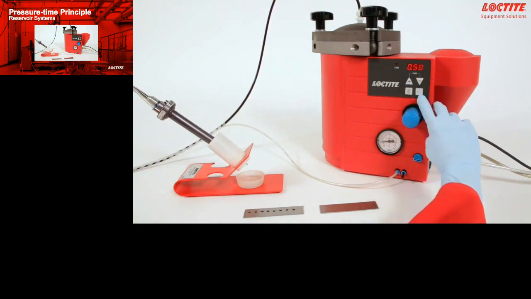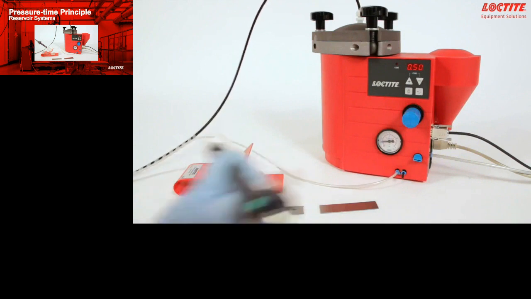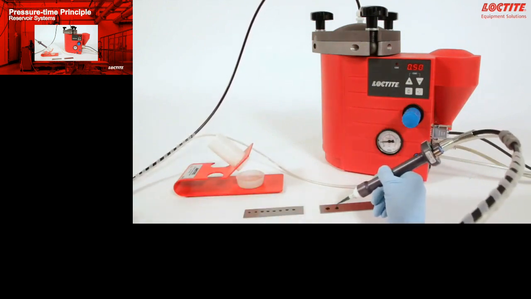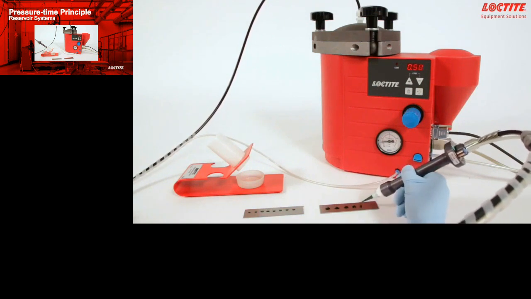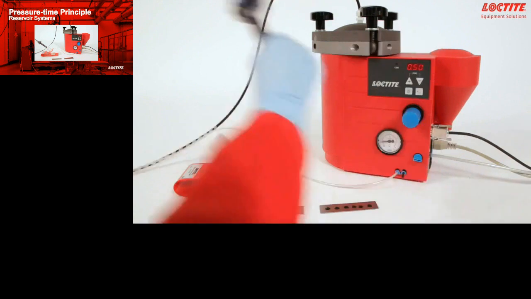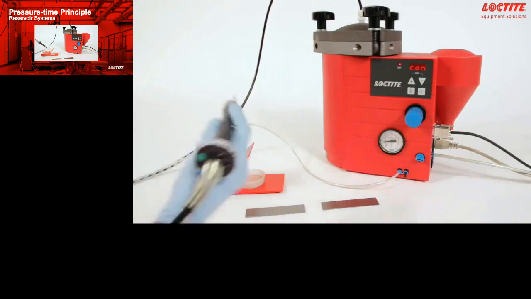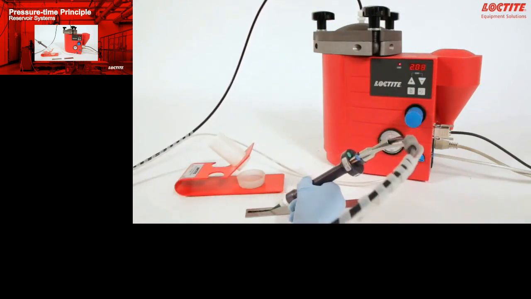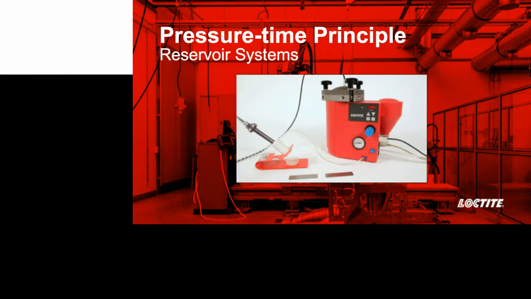He's now increasing the time dispensed by pressing the plus button, and he's confirming the new setting by pressing the enter button. Now what you'll see is he'll have a larger dot due to the increase in time, but it will still be repeatable, accurate and precise. The operator has now put the unit into continuous mode, which is the second mode of operation, by pressing the plus and minus button together. This now enables him to draw a line or bead of adhesive.